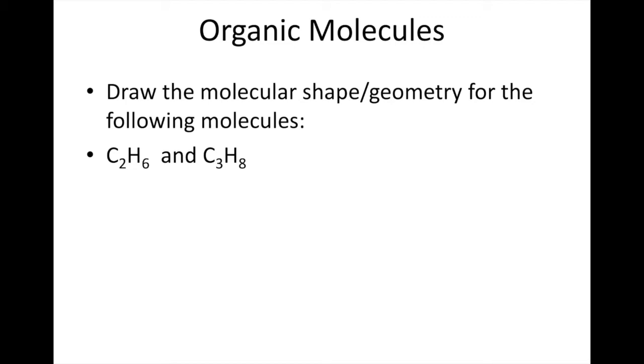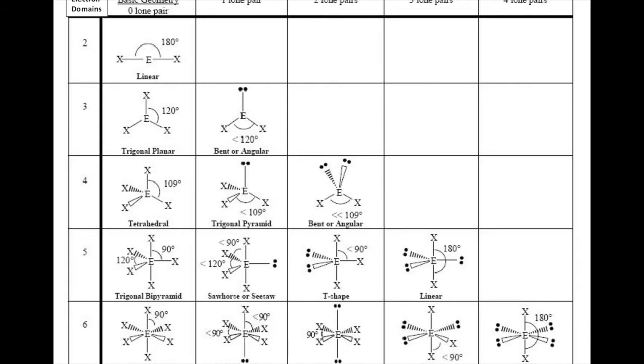So let's draw the molecular shapes or molecular geometry for the following 2 molecules, C2H6 and C3H8. Pause the video and see if you can draw them. Once you have drawn them, then we'll go over them together, and you may need to use this table of geometries when you're drawing the shapes for those organic molecules. So pause the video and give it a try.